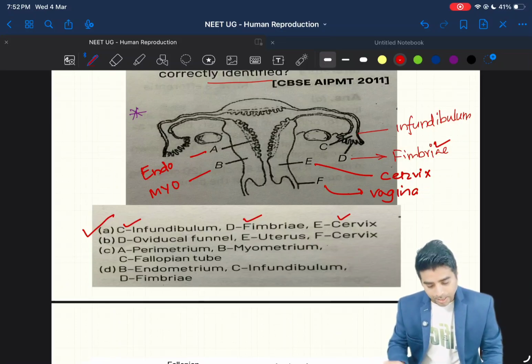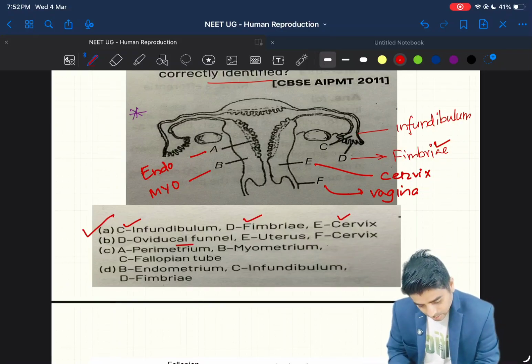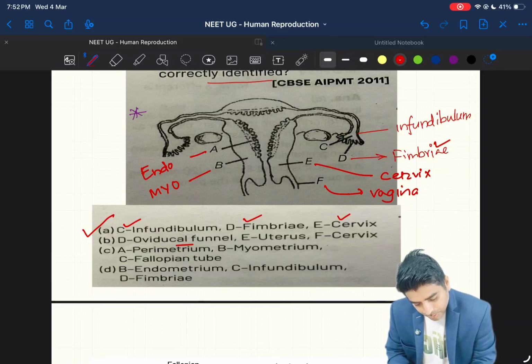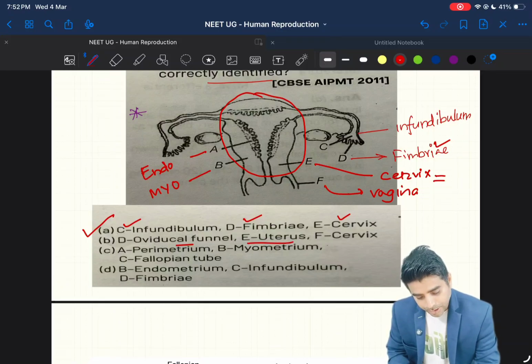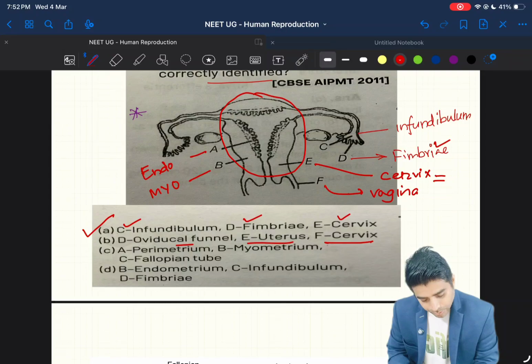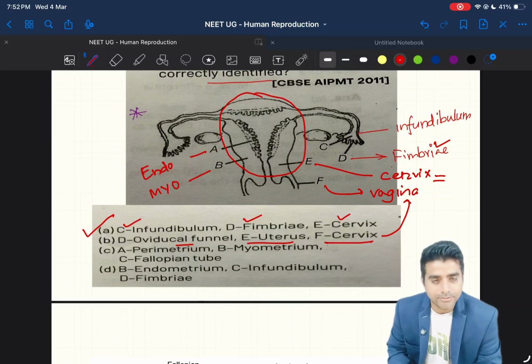Now see the other options in this MCQ. D is oviductal funnel, which is not correct. E is uterus? Actually all of this is part of the uterus, so E is not uterus, E is the cervix. F is a part of the cervix? No, F is a part of the vagina. C is a fallopian tube, we can see it is a part of the fallopian tube.